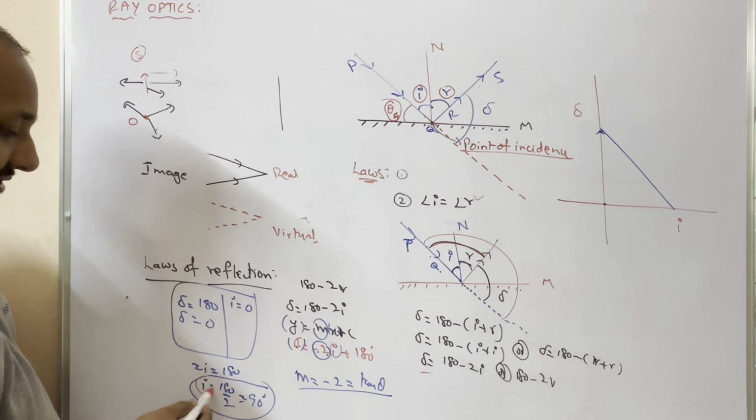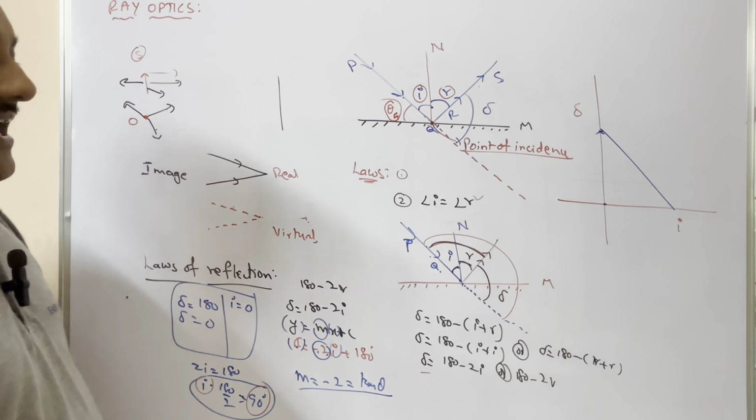What is the meaning of angle of incidence 90 degrees? Angle of incidence 90 degrees means, if this is the plane mirror M, and this is the normal, the incident ray is going to be passing along the surface. Incident ray passing along the surface means the angle of incidence is 90 degrees. At that time there is no deviation, because it will be going in a straight line path. It is going like that.